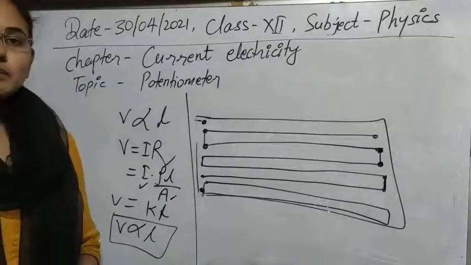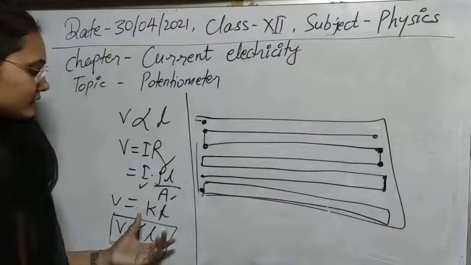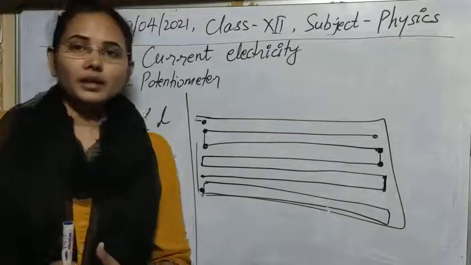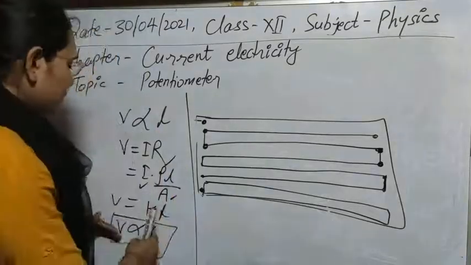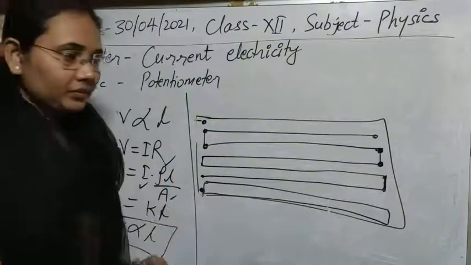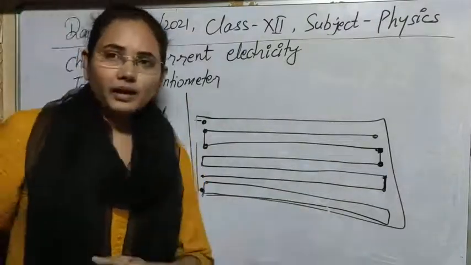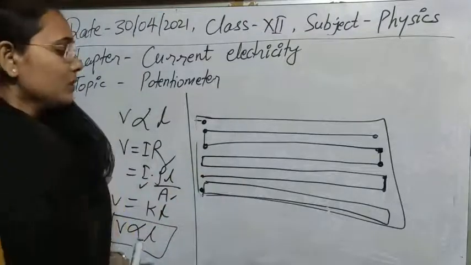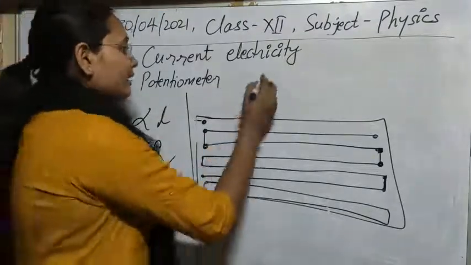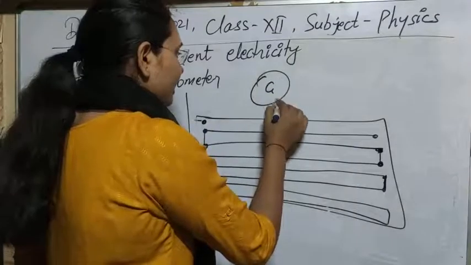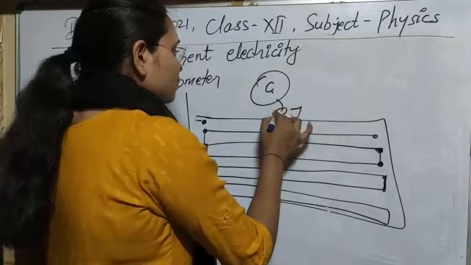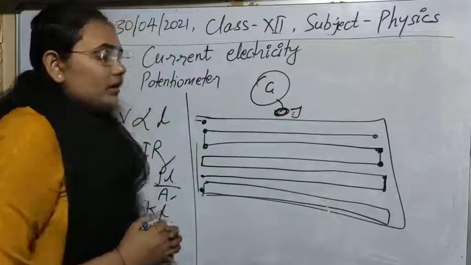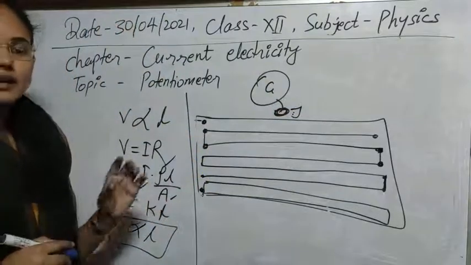So this is the basic principle of the potentiometer, that the potential drop across any length is directly proportional to its length. So how can we use this principle to find the EMF? As we are connecting this galvanometer and a jockey through it, by using this jockey we find the null point again here.